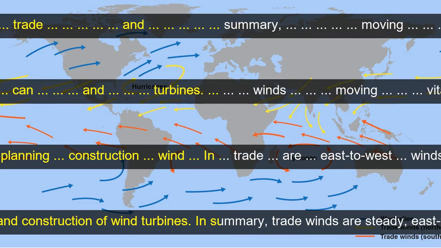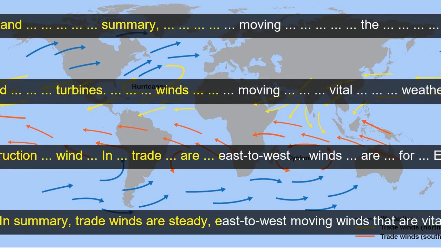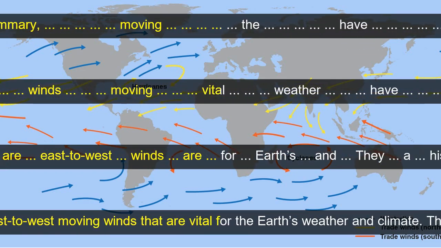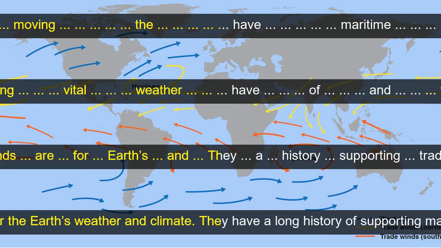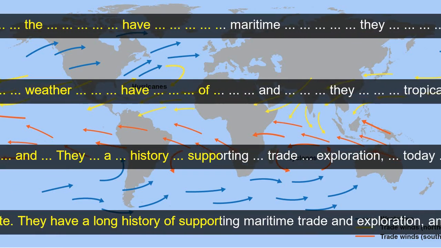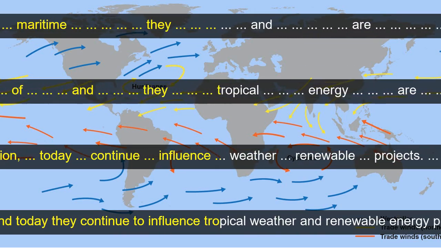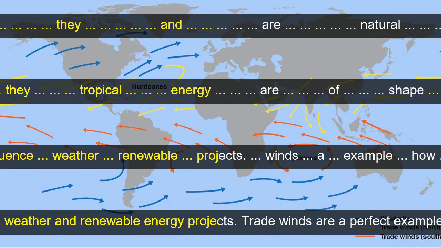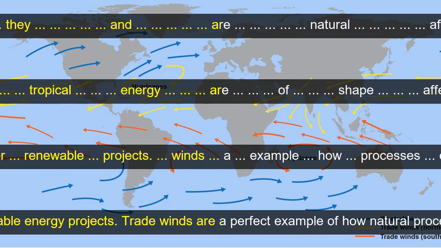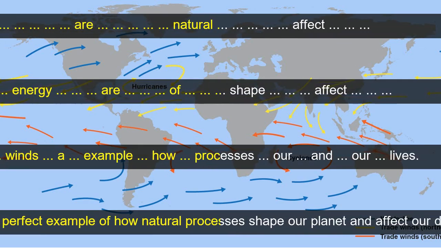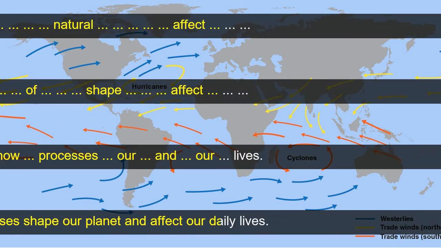In summary, trade winds are steady, east-to-west moving winds that are vital for the Earth's weather and climate. They have a long history of supporting maritime trade and exploration, and today they continue to influence tropical weather and renewable energy projects. Trade winds are a perfect example of how natural processes shape our planet and affect our daily lives.